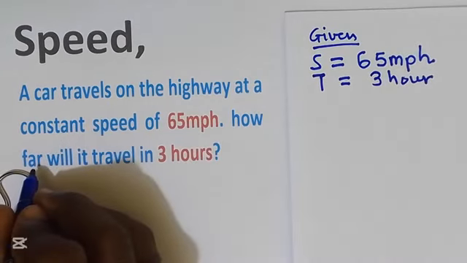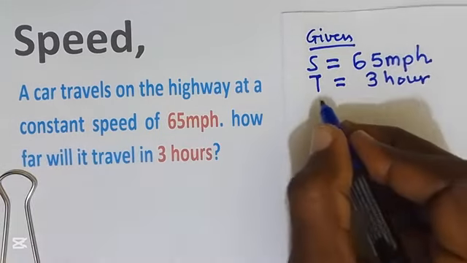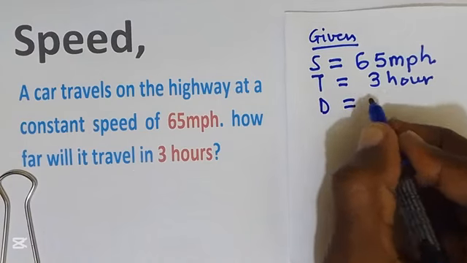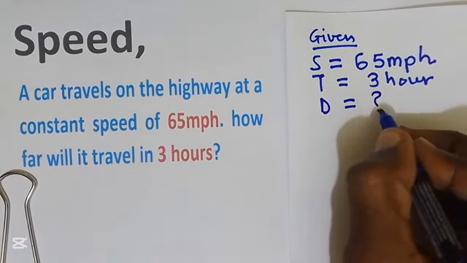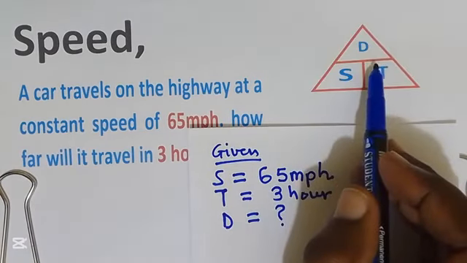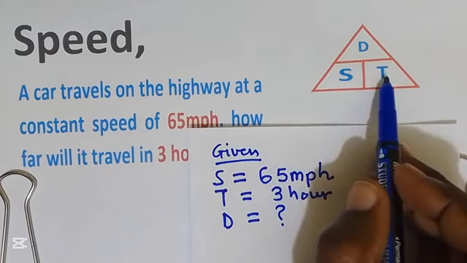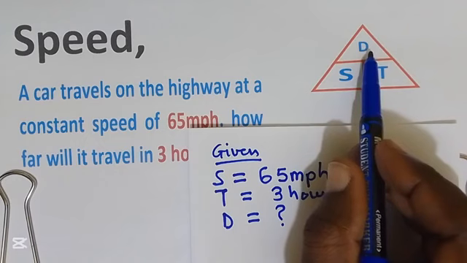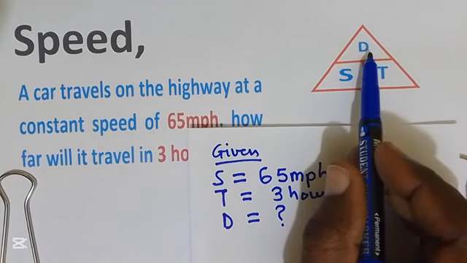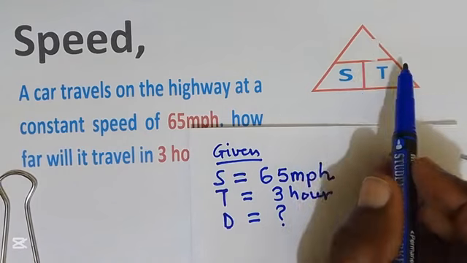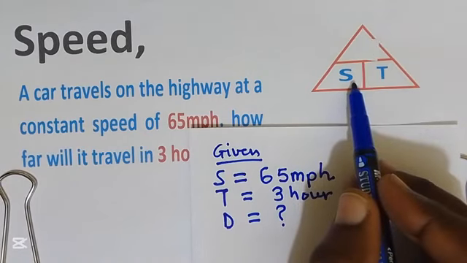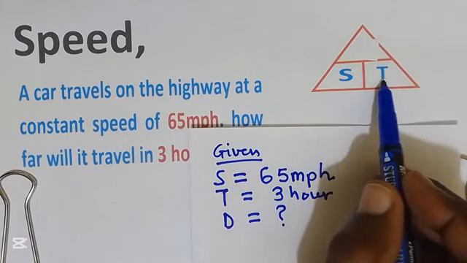They need a distance, that is how far, is equal to how much. We are going to use our distance, speed and time triangle to find the distance. Since we are looking for the distance, we are going to hide distance. So distance is equal to speed multiplied by time.